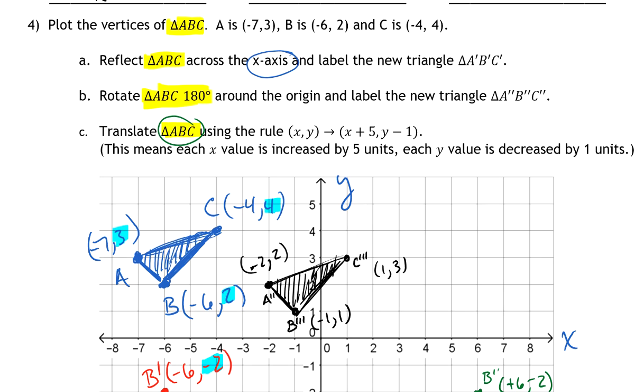They're congruence transformations. They're congruence transformations, a reflection, a rotation, and a translation.